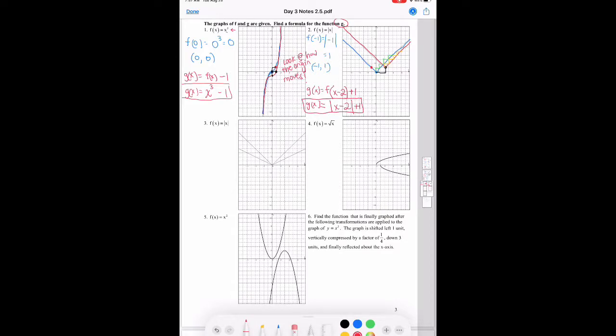Okay. Number 3, we have an absolute value again. Okay, so we know that this is our parent function. This is going to be our transformed function in red. Notice that the origin did not move at all, so that indicates that we don't have any left or right or up or down movement. But we do notice that the red lines look different than the blue. We're a little more wide in our transformed graph.